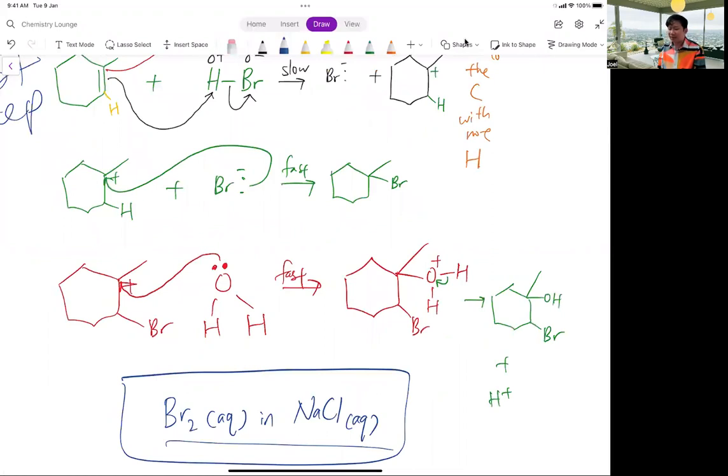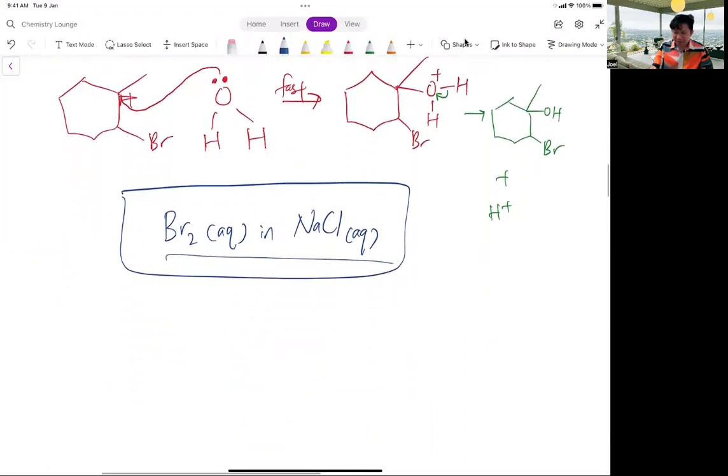What are the competitors? Okay, aqueous bromine, there are 2 competitors. If it's aqueous bromine, there are 2 competitors, Br minus and water, right? Now, in NaCl, there are how many competitors? Yeah, so there is the Br minus, which is like the classic. There is water, right? And there is the third competitor called Cl minus. Understand?